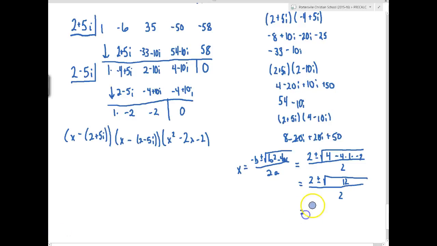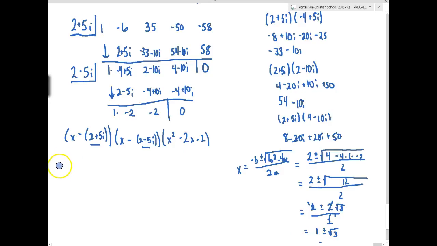If I wanted to, I could rewrite this as 2 plus or minus, 12 is 3 times 4, so we can take a 2 out, and then the 3 is left over 2, and then 2, 2, 2 cancel out to 1, 1, 1, and we'd have basically 1 plus or minus radical 3. So I've got one factor, two factors, and then two factors here.